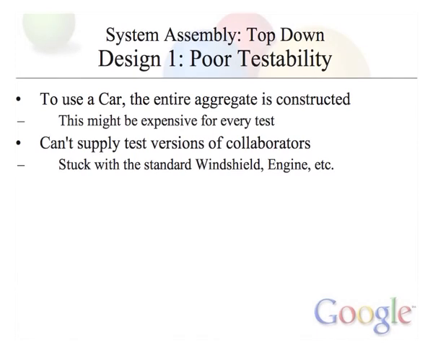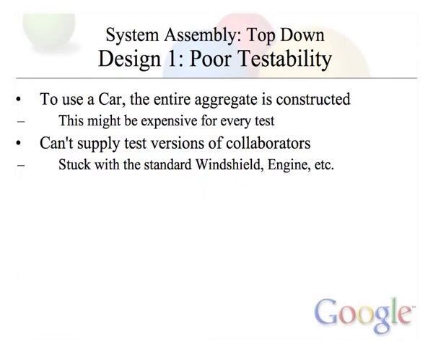As you can imagine, this also has an implication for testability. When we want to use a car in our tests, we get the entire object graph. We don't have any choice, that's what you get. And that might be expensive to make, and so every test is going to have to create this entire object graph, even though we maybe don't really want that. If we want to have test versions of our collaborators, there's no seam, there's no way to get those in there. Everything is taken care of under the covers. We're stuck with the standard windshield, the engine, and the spark plugs.